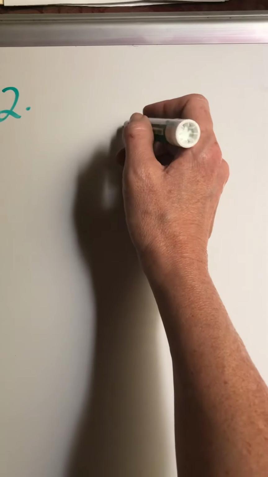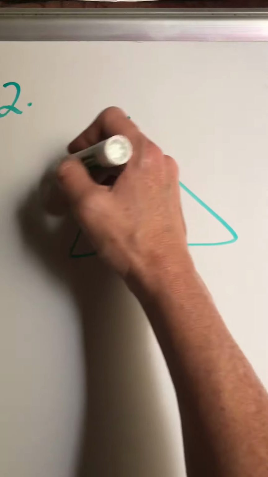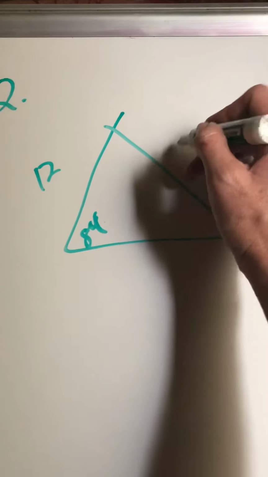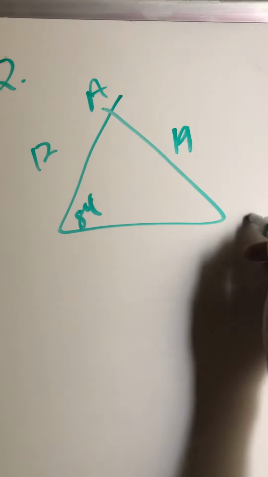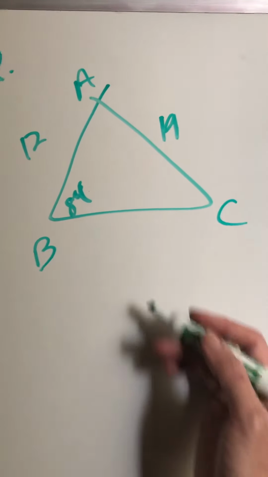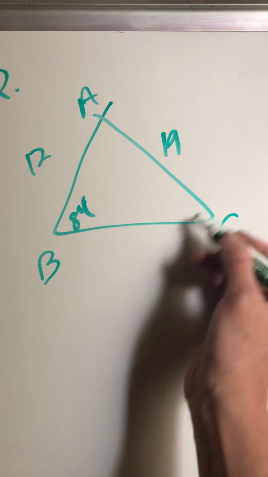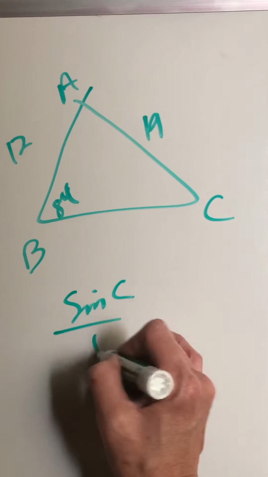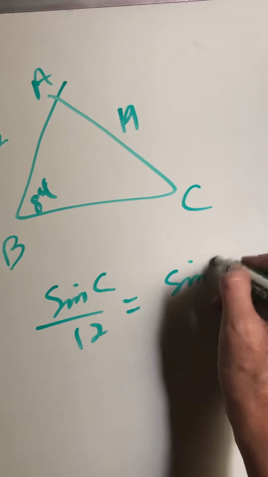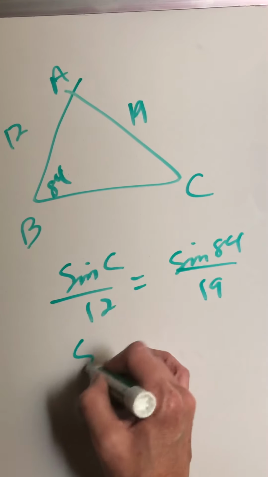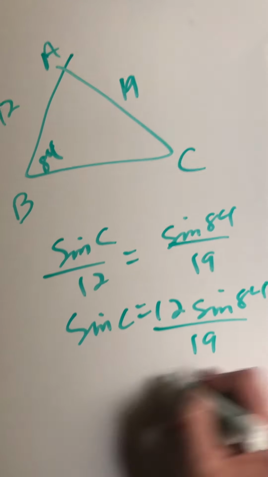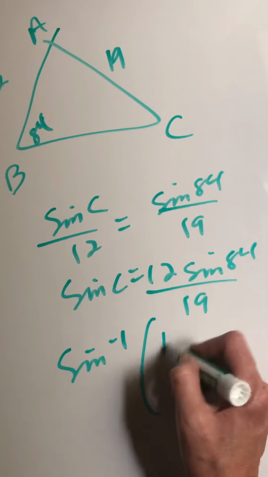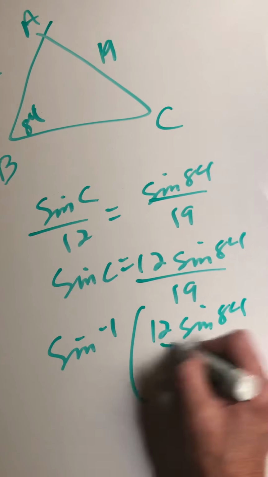But law of cosines is easy, and I think number 2 is law of sines, which we've already talked about. So we've got 12, 84, and 19. I want to find angle A, which is up here. Here's angle A, here's C, and here's B. I may have to do some extra work because I don't have the side opposite A. So I'm going to have to find angle C first, which means I do sine of C over 12 equals sine of 84 over 19. So sine of C is 12 sine 84 over 19, and then I have to do an inverse sine of all this.